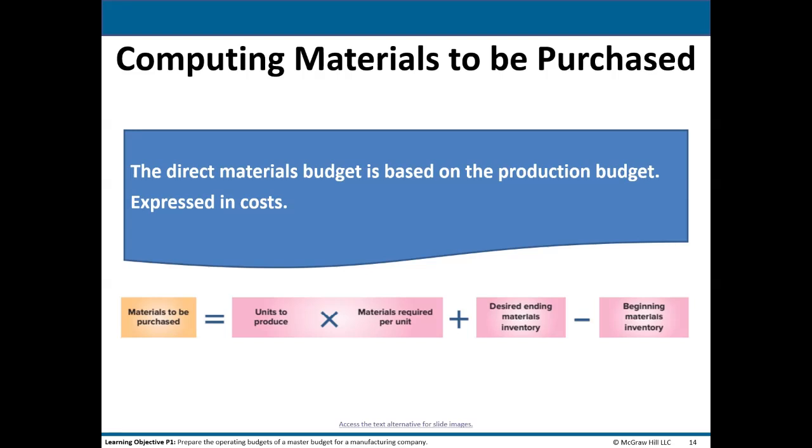Okay, so the direct materials budget shows the budgeted costs for direct materials to be purchased to meet the budgeted production. Whereas the production budget showed us units to produce, the direct materials budget will translate those units to produce into budgeted costs. So first, let's figure out how you calculate materials to be purchased. Materials to be purchased is computed by multiplying the units to be produced times the materials required per unit, plus the desired ending materials inventory minus the beginning materials inventory.